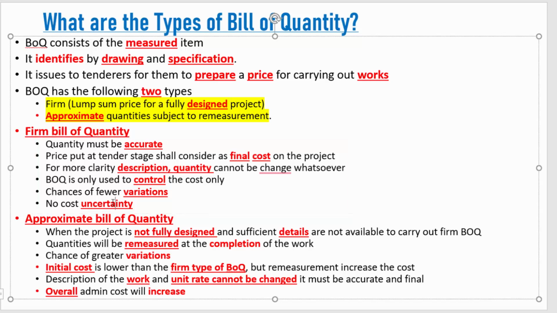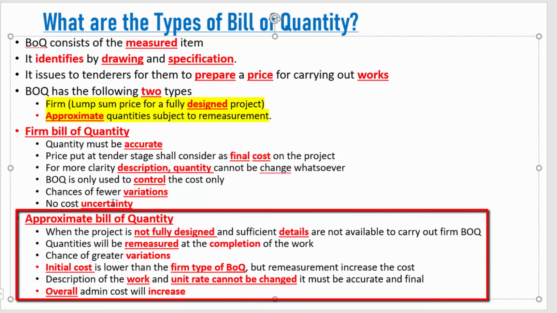Then we talk about the approximate bill of quantity. Everything will remain the same; the only thing is that the quantity is subject to remeasurement. We prefer the approximate bill of quantity when the project is not fully designed, and it is highly unlikely to understand what is inside the project, which is called the unforeseen. So when the project is not fully designed and sufficient details are not available.